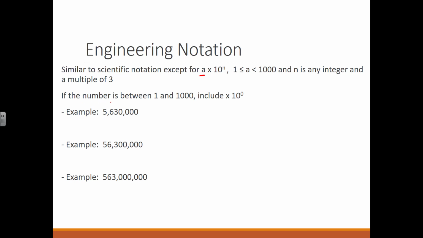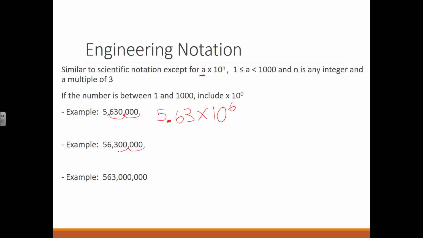And then I have here too that if the number's already between 1 and 1,000, we'll put a times 10 to the 0 power on it just to keep it in that consistent notation. So for this one, 5,630,000, I'm going to jump 3 and 3 until I have my value between 1 and 1,000. When I move it 2 times, I'll have my decimal between the 5 and the 6, so 5.63 times 10 to the 6th. Even though I'm jumping, this is 3 times, 6 times.